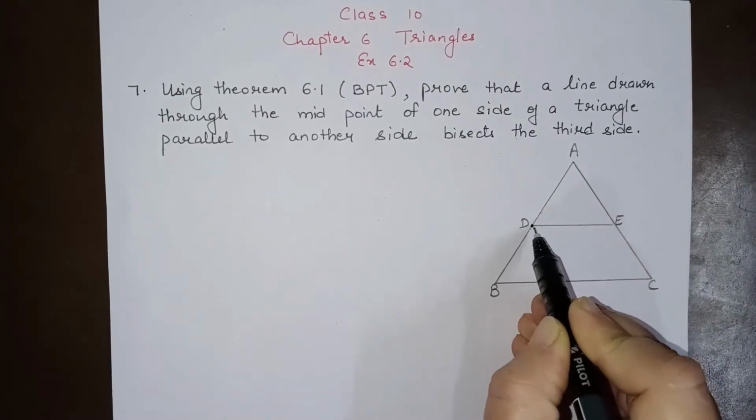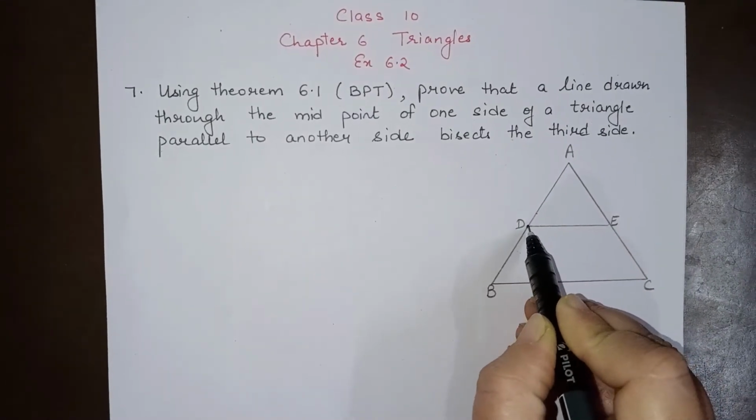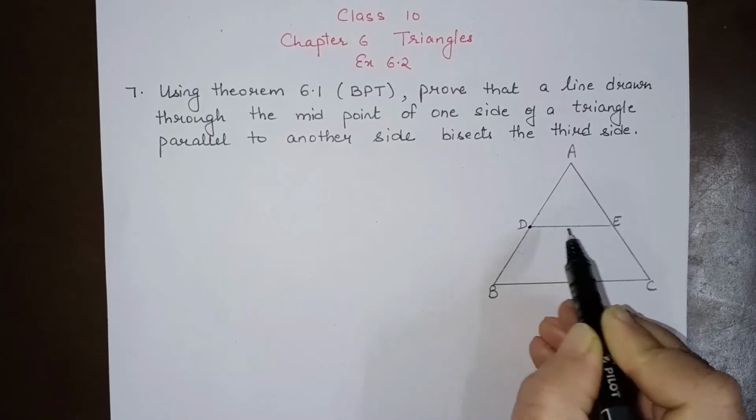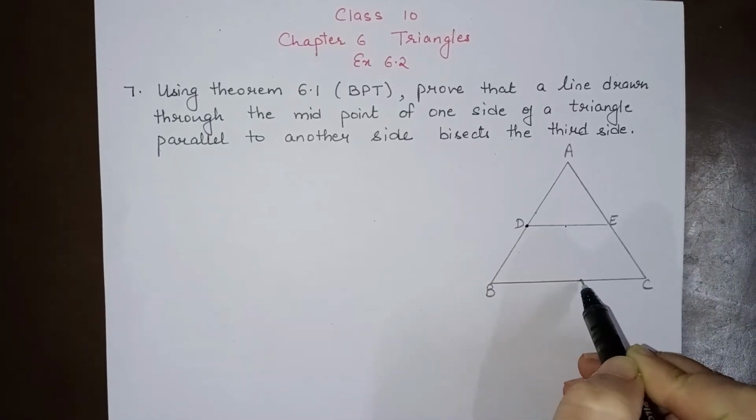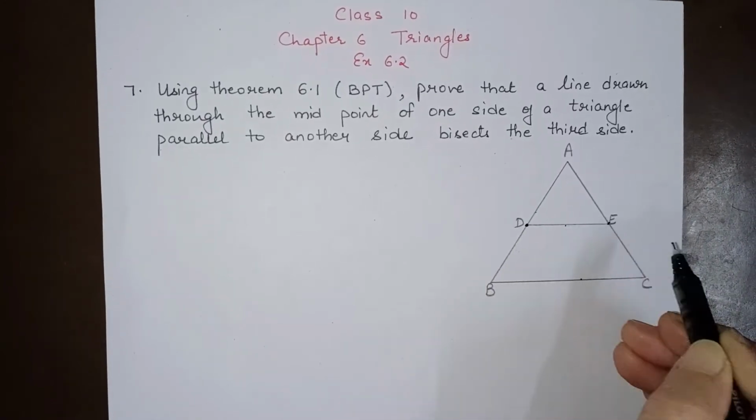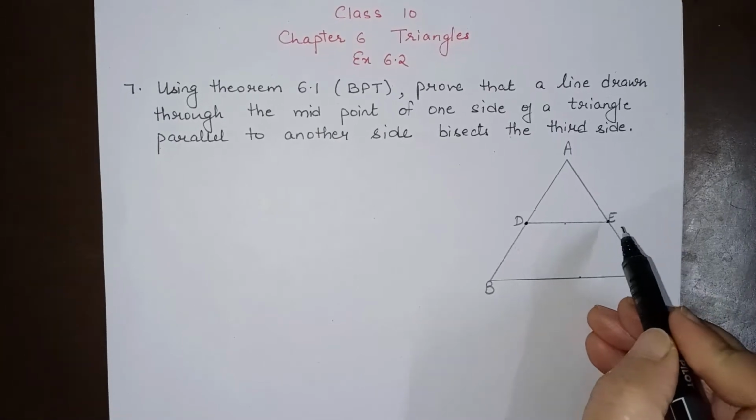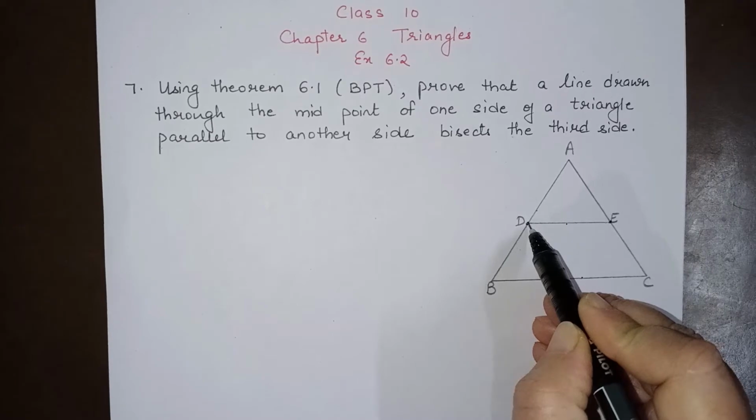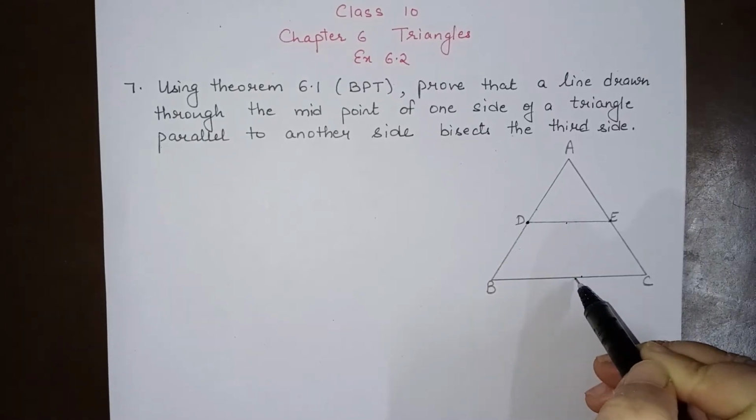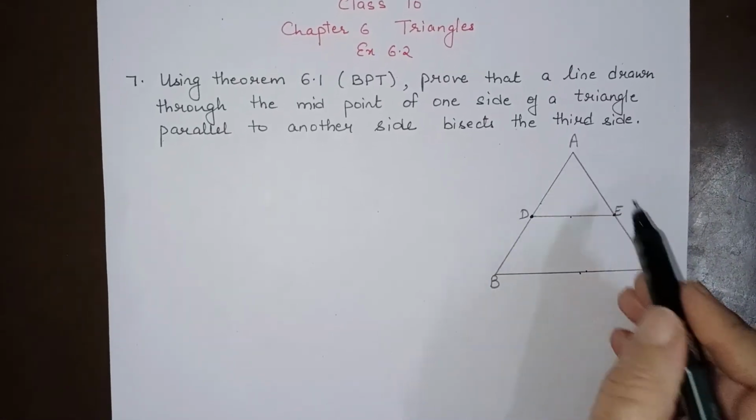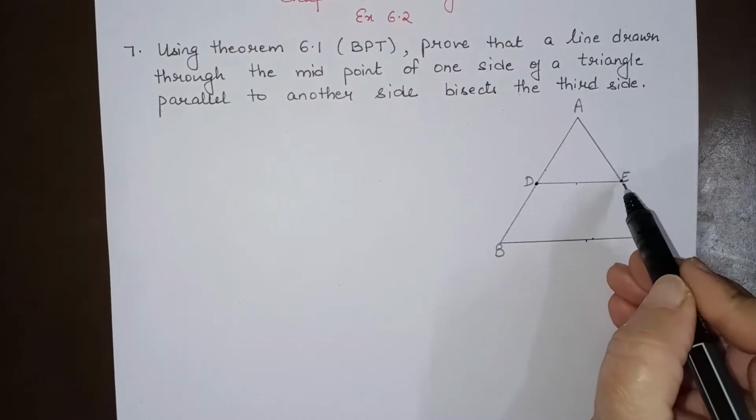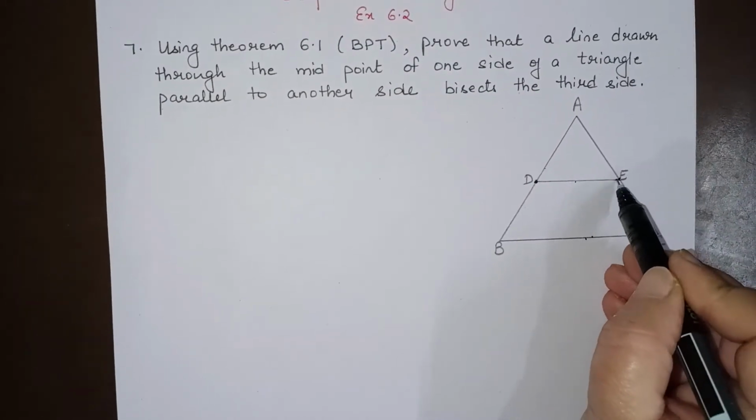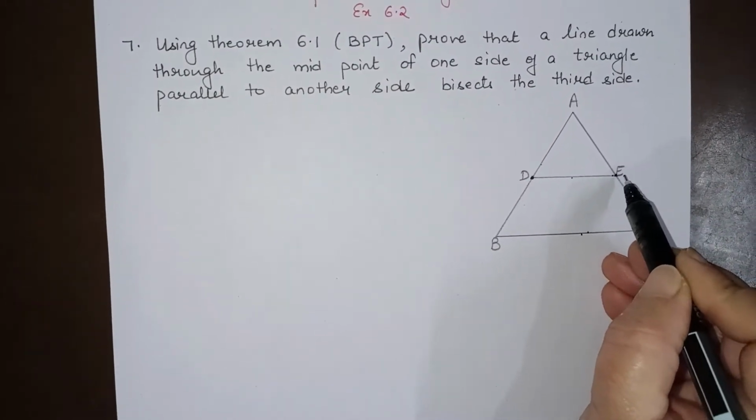triangle, parallel to another side, bisects the third side. That is, we have to prove that the line which is through the midpoint of the first side, parallel to the second side, will bisect the third side. That means it will intersect the third side at its midpoint.